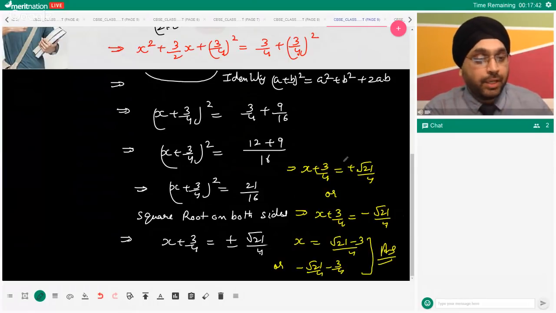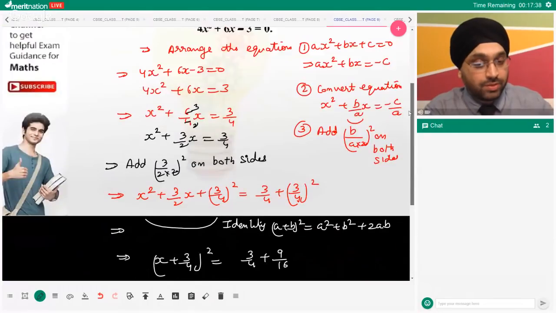I hope the things are pretty clear, how we can use the completing the square method to solve the quadratic equation.